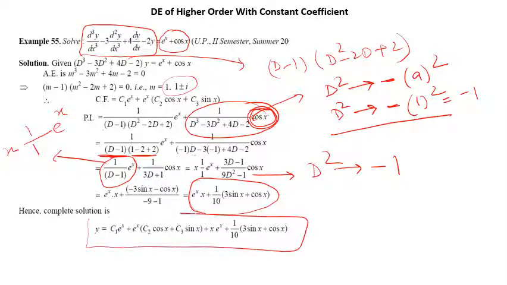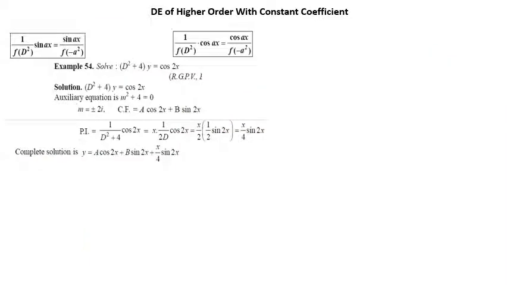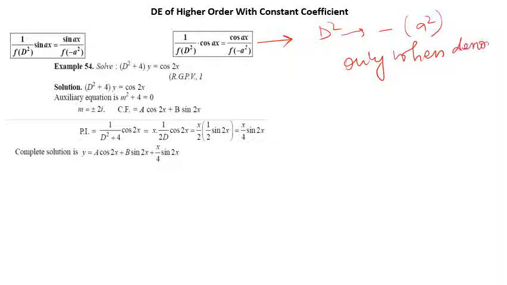Then y is equal to CF plus PI. This is CF and it is PI. Right? Next part. This is the solution, but d square is replaced by minus a square only when the denominator does not equal 0. Right? If f of minus a square equals 0, this formula is not applicable.